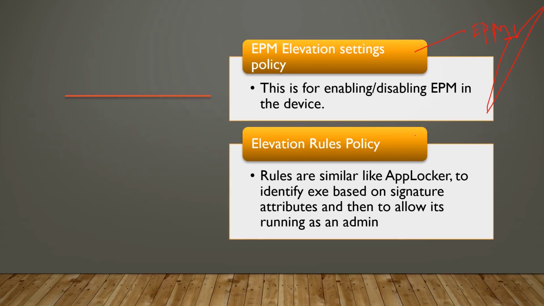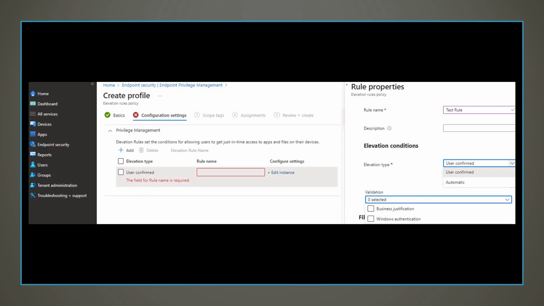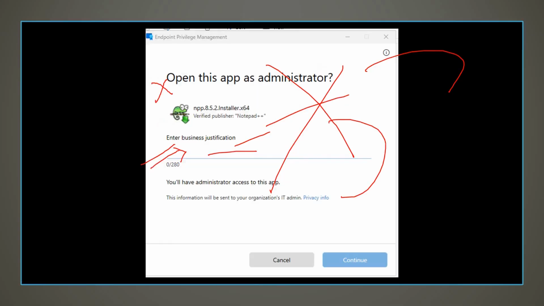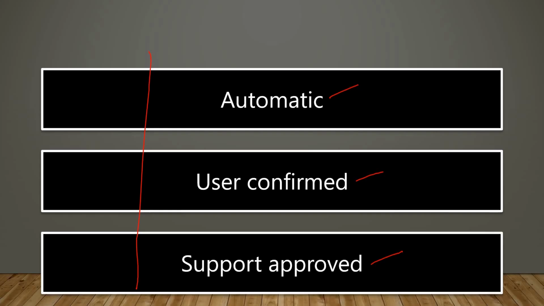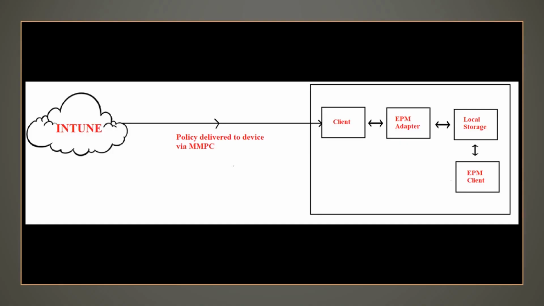Now we need to deploy some elevation rule as well, wherein we are going to whitelist an application. Now let's say that we have whitelisted an application by making a rule, which we just saw. Let's now understand the background flow of the delivery of a policy, an elevation rule policy. For us to understand the background flow for the elevation rule policy, I'm going to make use of this diagram. On the left hand side, you can see that we have the Intune cloud service. On the right hand side, we have the device.